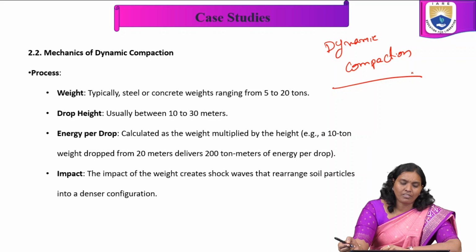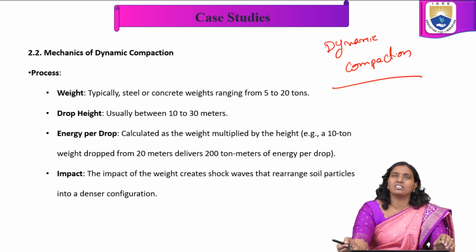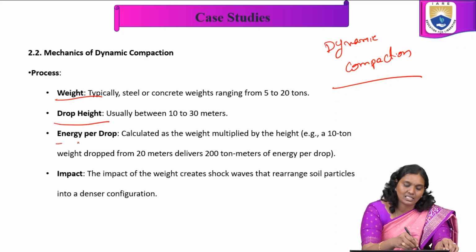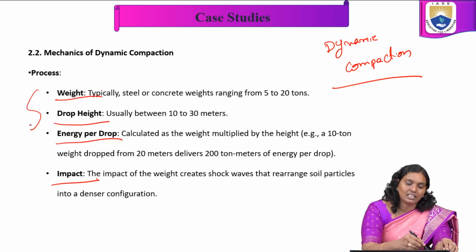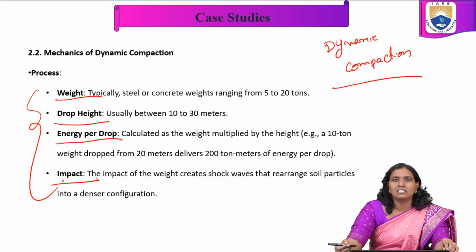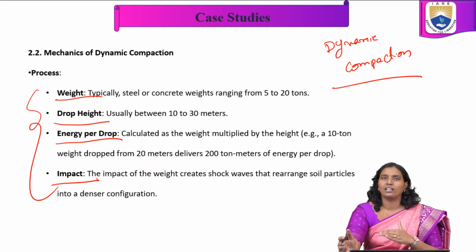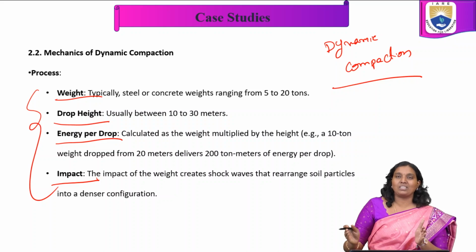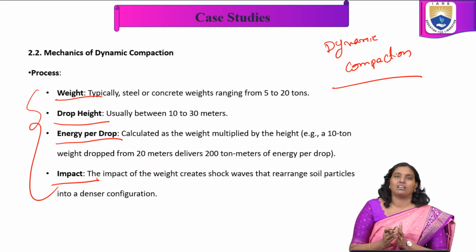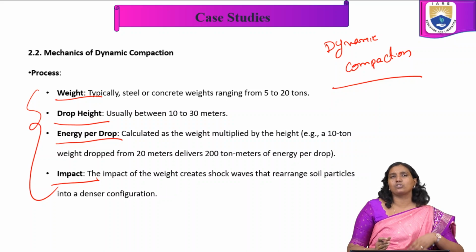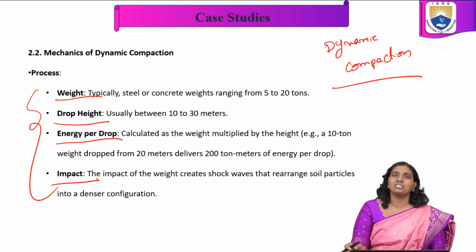So here, what kind of process are we following for this ground improvement technique? That is weight, drop height, energy per drop, impact. These are the involved steps in this dynamic compaction mechanism. How much weight there is, and from which height we are going to drop this heavy weight onto the soil. These are the parameters for how much compressibility we are getting, and they also lead to enhancing the soil's load bearing capacity.